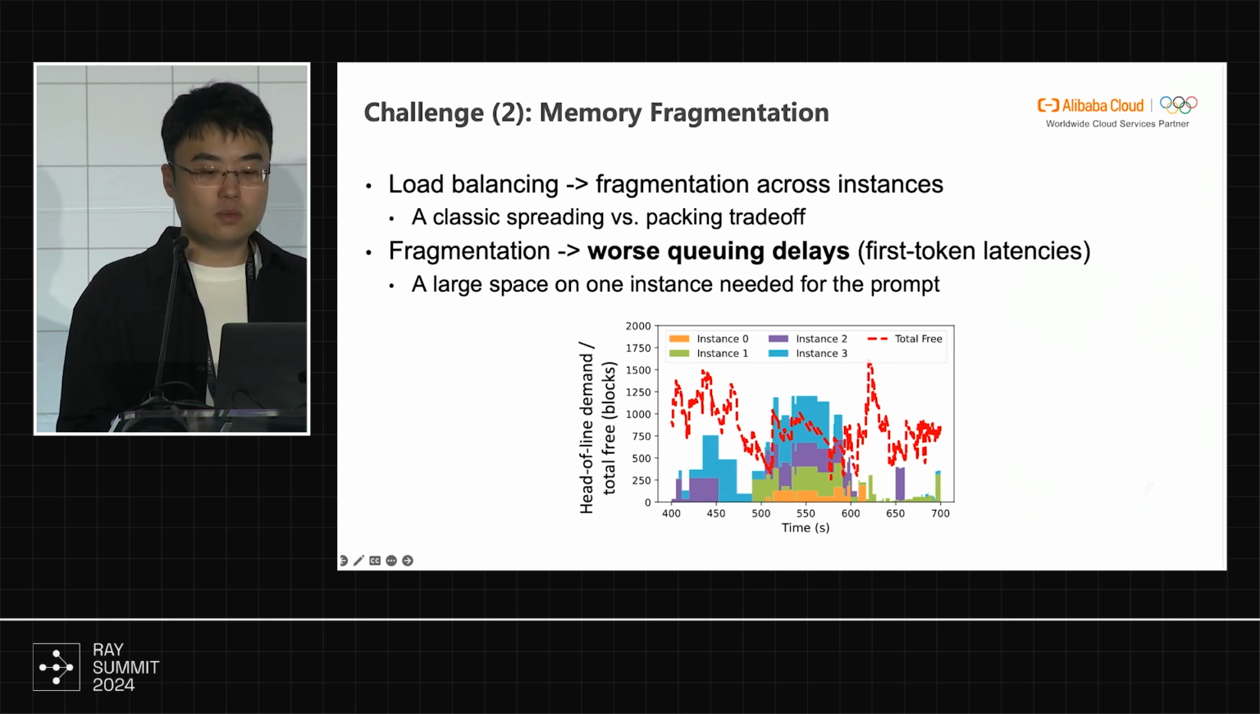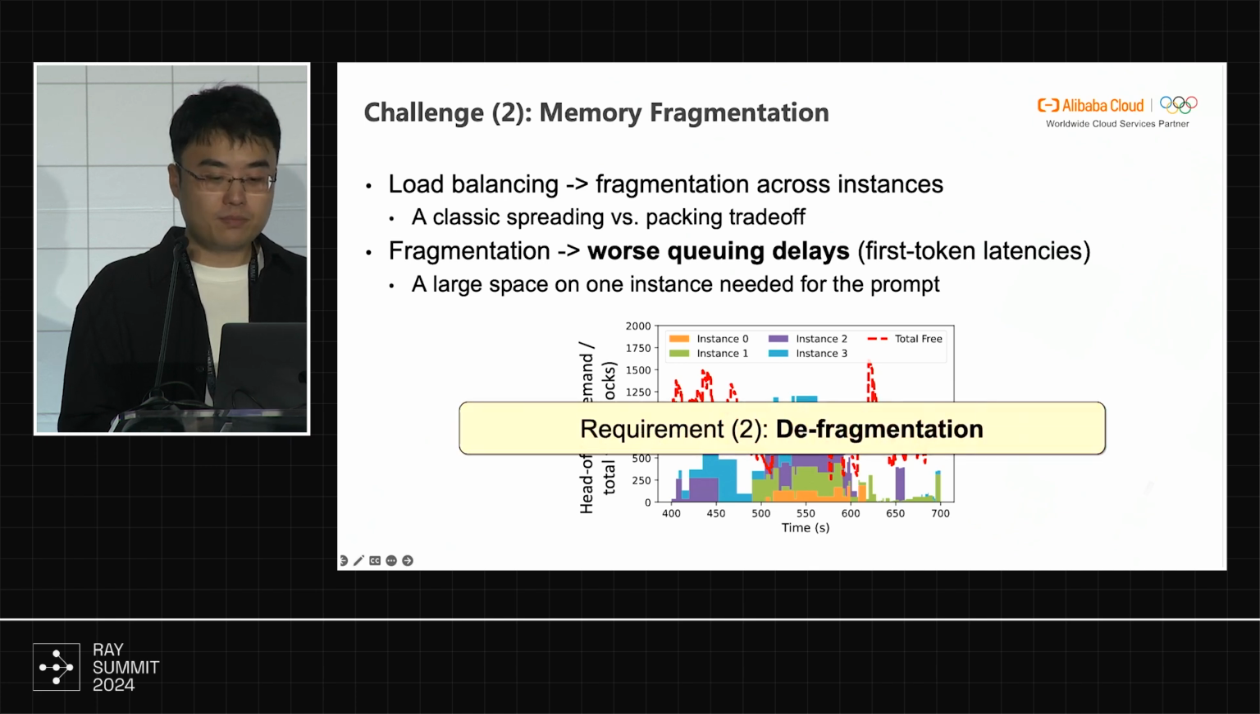To visualize this, we did an experiment with 4 instances using a spreading policy for request dispatching. We plot the memory demand of the head of line queuing request on each instance against the total memory space in the cluster. For most of the time span, the total memory space can satisfy the queuing requests on at least 3 instances, but they are still queuing because the free space is fragmented. This shows that beyond load balancing, we also need the ability to defragment the cluster's free memory space.